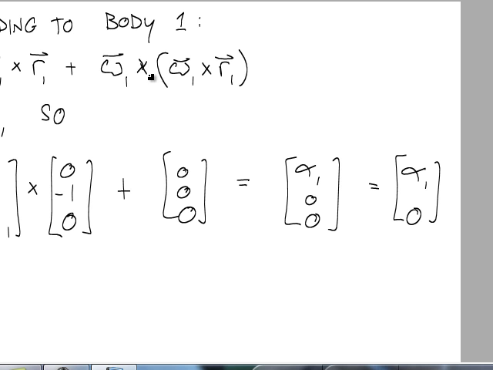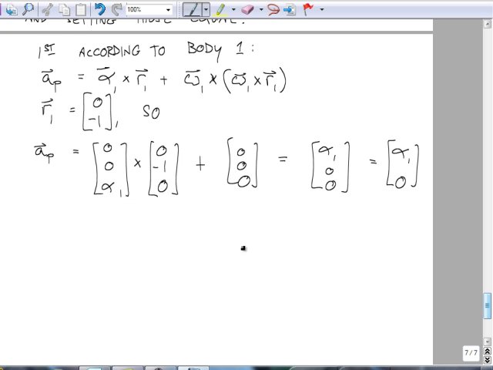Now we have to calculate the acceleration of P according to body 2. And this one doesn't have a fixed point, so this is the one where we're going to have to use the relative motion equation and that rotational equation.